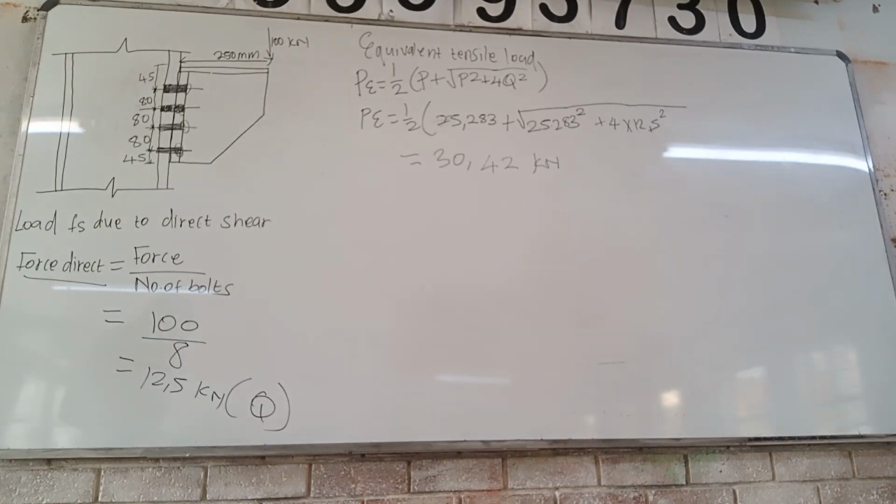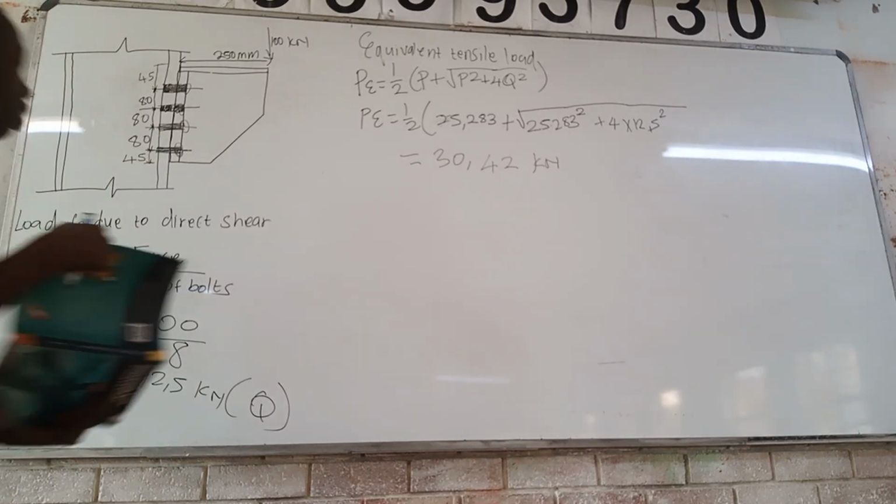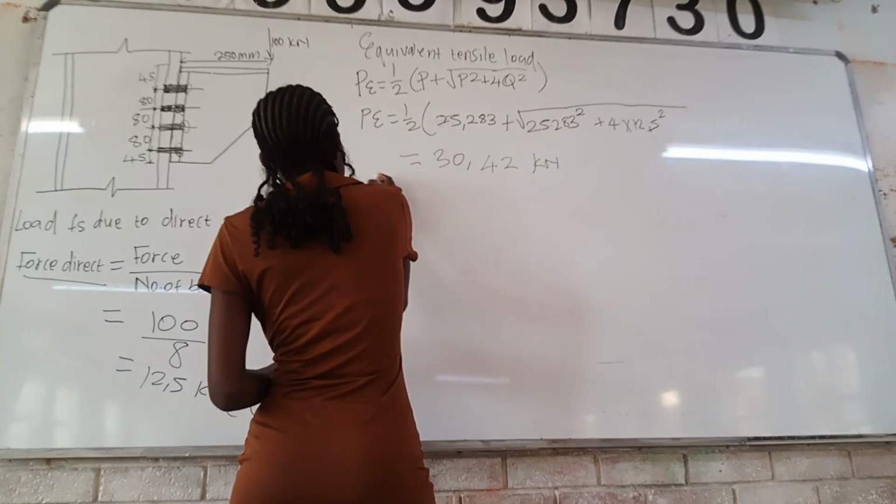So the equivalent tensile load comes out in kilonewtons. And now we need to calculate the equivalent shear load.